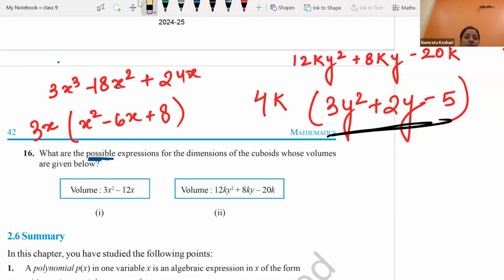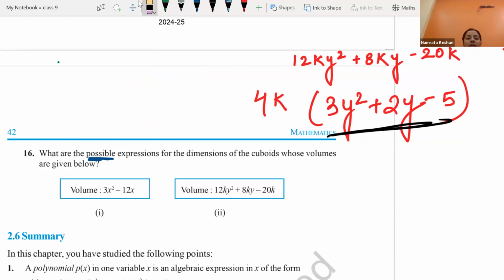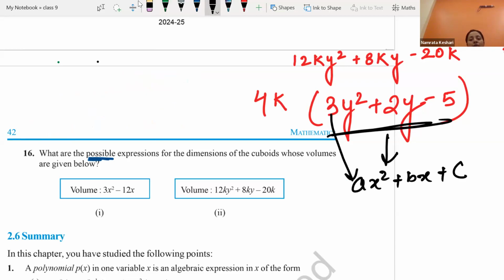Yes, ma'am. Okay. So every time while doing factorization, you can check if any particular number or term is a common factor or not. Same thing we did over here. Now here we will split the middle term. While splitting the middle term, we just compare it with ax square plus bx plus c. We say that our a is the coefficient of x square or y square. So our A is 3, our B is 2, our C is minus 5.